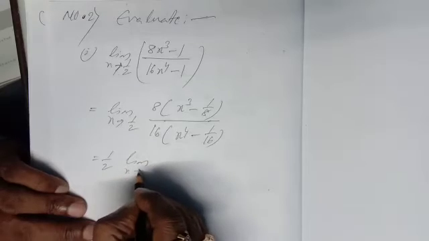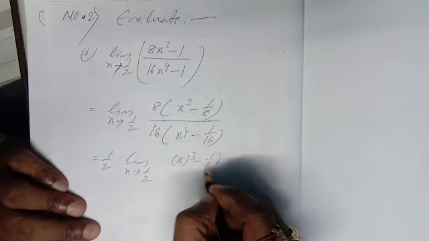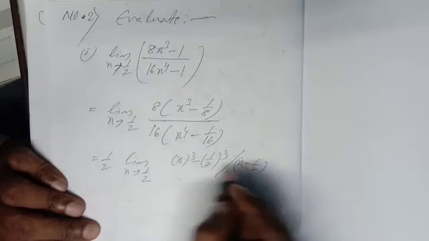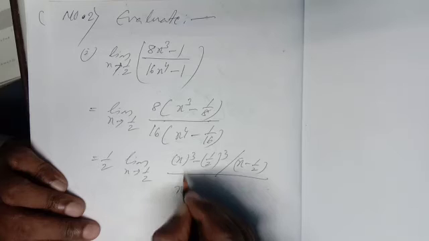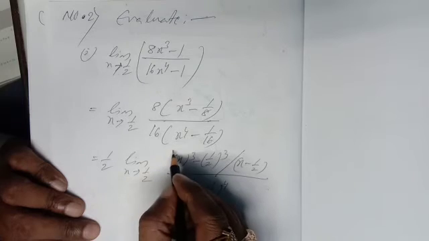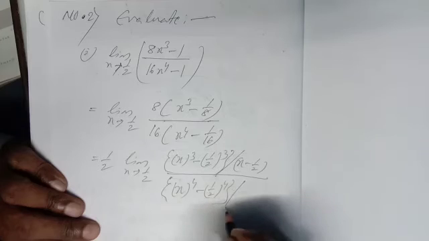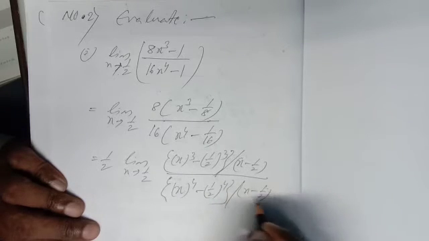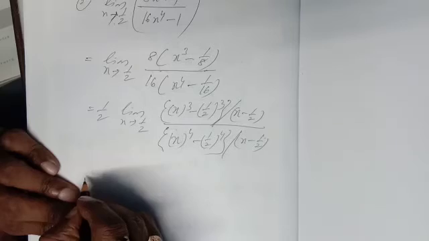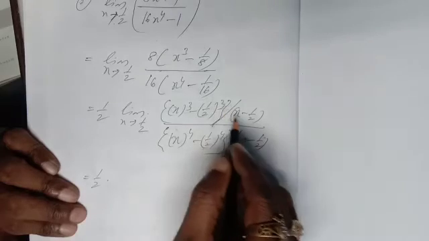Limit x tends to half, this will be nothing but x whole cube minus (1 by 2) whole cube. Now dividing by x minus half, both up and down. And here also the same thing: x to the power 4 minus (1 by 2) whole to the power 4, in brackets, divided by x minus half. That means dividing x minus half, both numerator as well as denominator. The formula will be like this: limit x tends to half, (x cube minus (1 by 2) cube) by (x minus 1 by 2).